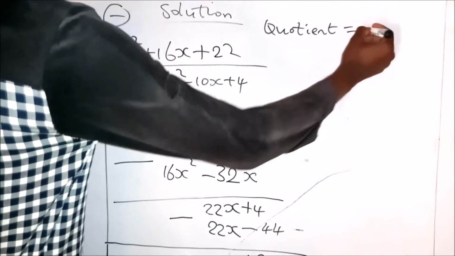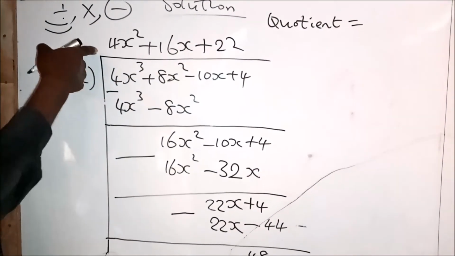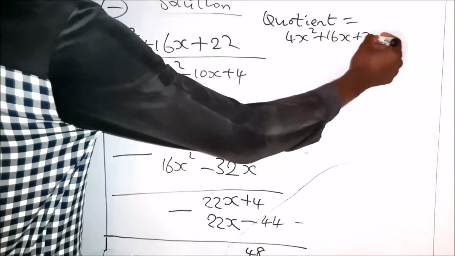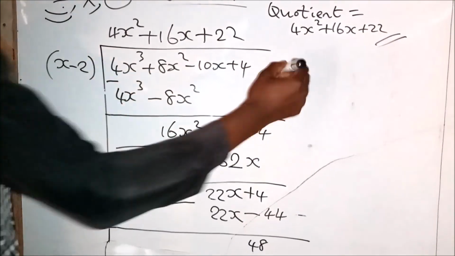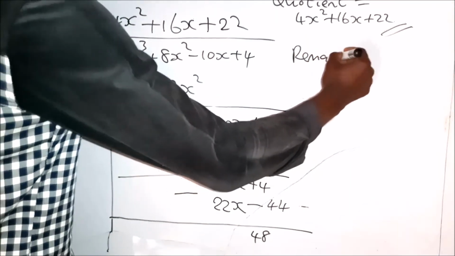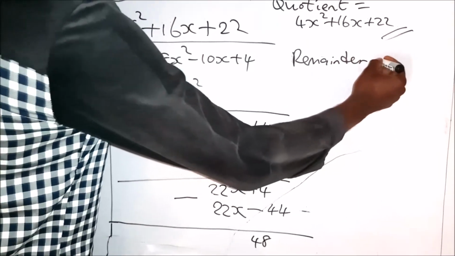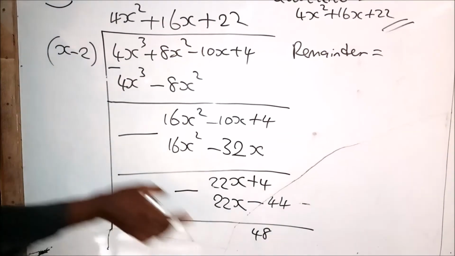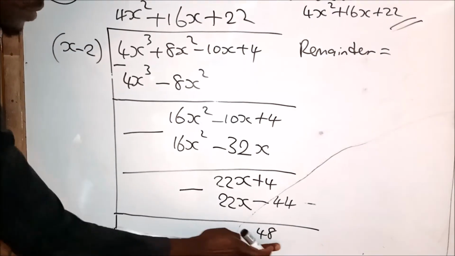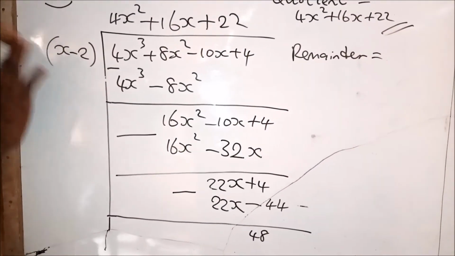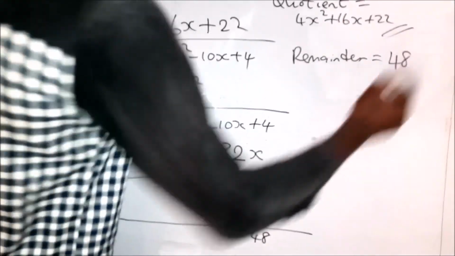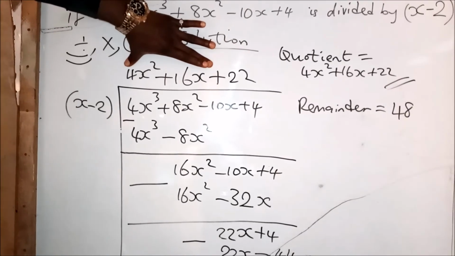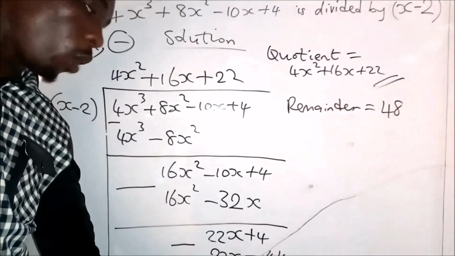Now our quotient is going to be the one we have here on top. That is 4x squared plus 16x plus 22. This is our quotient. Now our remainder, which is the second question, is the number we have here, which cannot be further divided by x minus 2 because there is no x there again to be divided by this x, so we stop there. That is 48. So in this solution, we have our quotient as the one we have here after our solution, then the remainder is the one we have here.